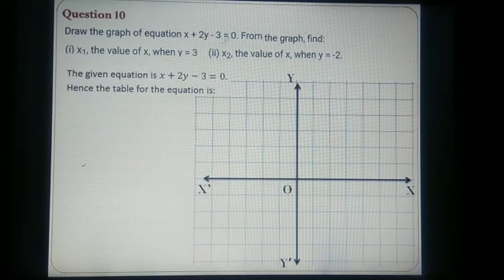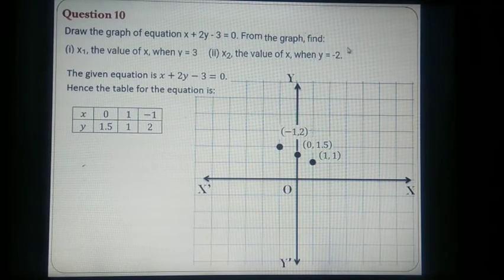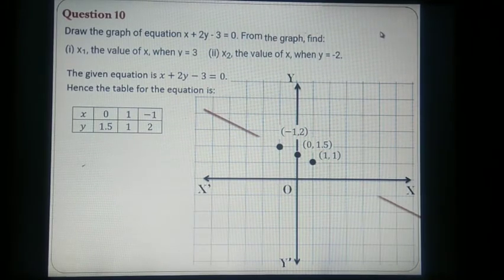As usual, the given equation is this one, so the table for this looks somewhat like this. You can verify by putting the values. Now the first coordinate here is (0, 1.5). So the x value is 0 and the y value is 1.5. From here there is 1, so in between these two is 0.5, so 1.5 lies somewhere over there. This is my (0, 1.5). Now next is (1, 1). The other one is (-1, 2). So again take your scale, align the points and join them with a straight line. So this is the graph of the given equation, right?